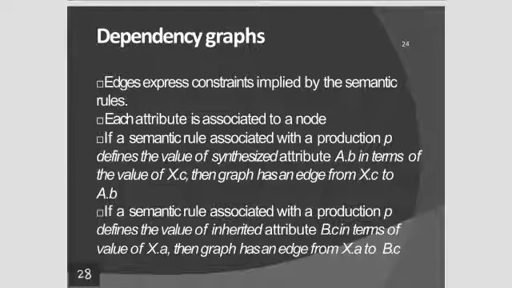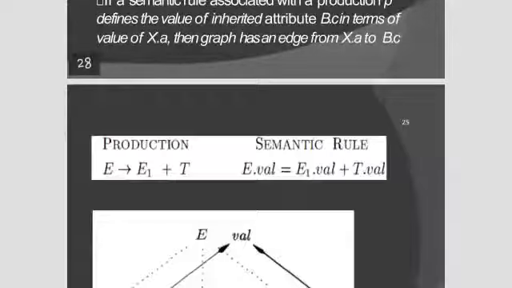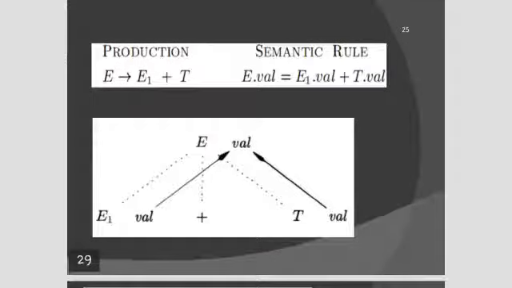If a semantic rule is associated with the production P, it defines the value of an inherited attribute. Okay, what is the difference between synthesized and inherited? Synthesized means it takes the value from its children only. But inherited takes the value from its children, sibling and parent. Okay. If a semantic rule associated with a production P defines the value of inherited attribute B.C in terms of the value of X.A, then the graph has an edge from X.A to B.C. Okay. Now take the example.